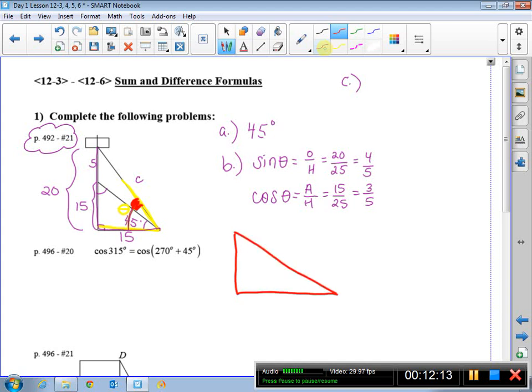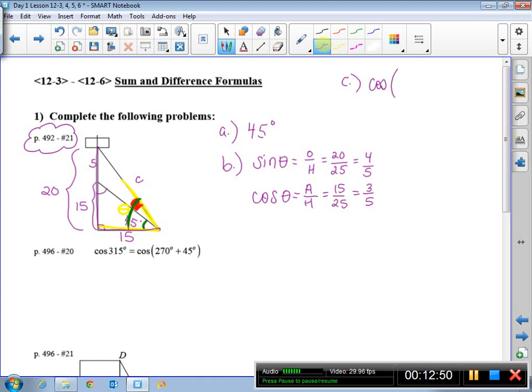I said if I have this, and I tell you this much is 50, and this much is 10, are you able to tell me that? How do you do it? Subtraction, right? The whole thing minus a part equals the other part. So the whole thing here was called what? Theta. And this bottom part is 45. So they want us to find the value of cosine of theta minus 45.